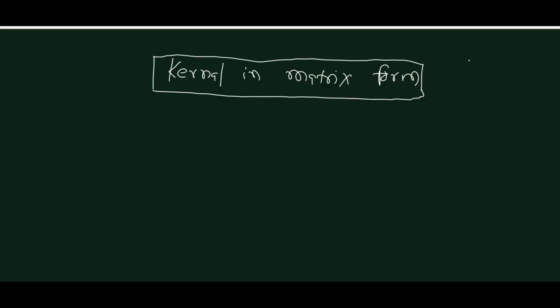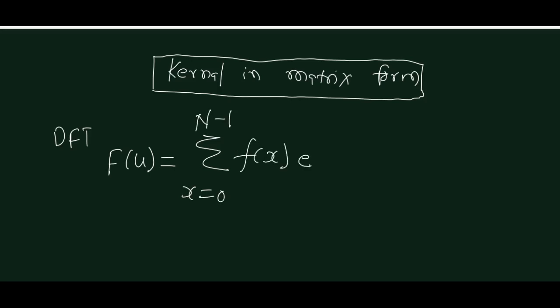So, already known, the DFT equation, discrete Fourier transform equation, but you know it. So if I am writing here f of u, the DFT, equals summation x equal to 0 to n minus 1 f of x e raised to minus j 2 pi u x divided by capital N. This is the known equation of the discrete Fourier transform. Already you have studied it.